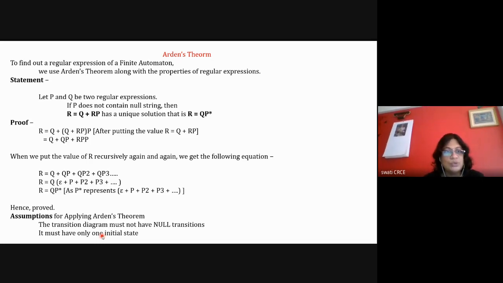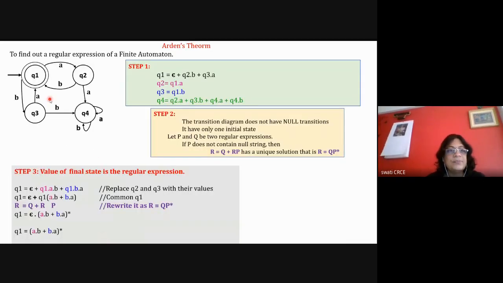Take this example. This diagram is given to you and you have to find out a regular expression for this FA. In the exam they give you the diagram and ask you to write the regular expression. It is for 5 marks. Now how to start? This question can be solved by using Arden's theorem.